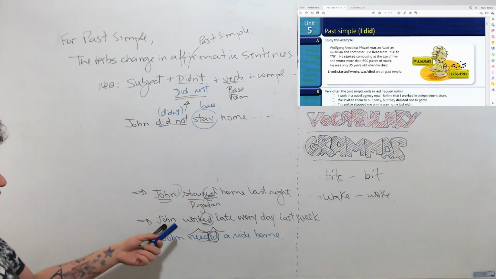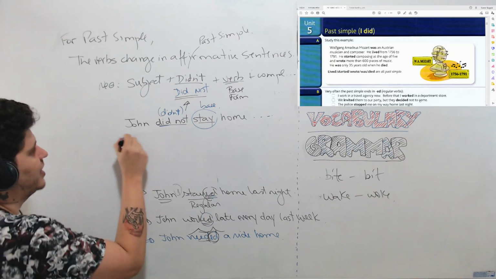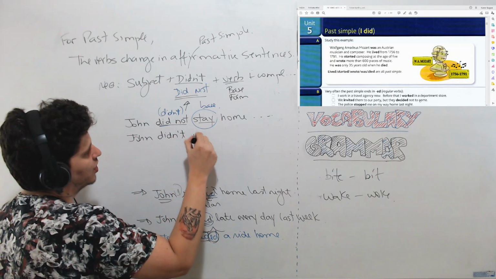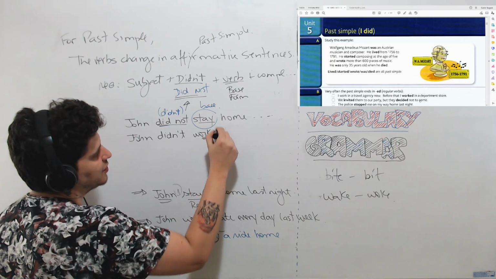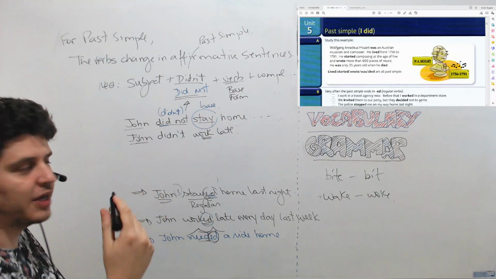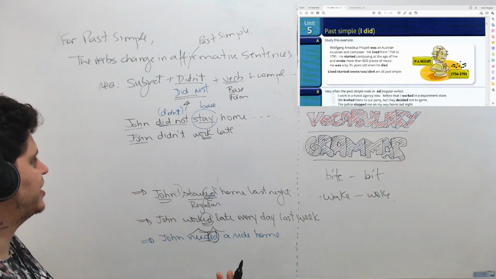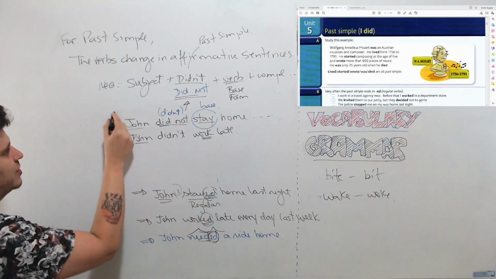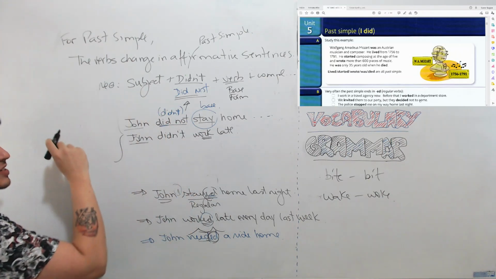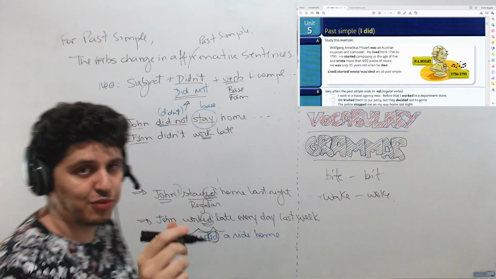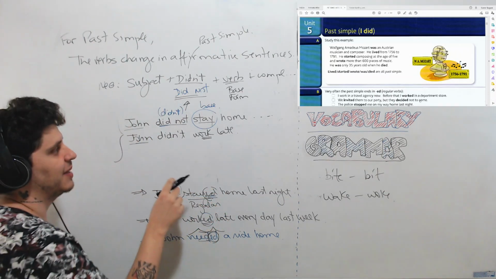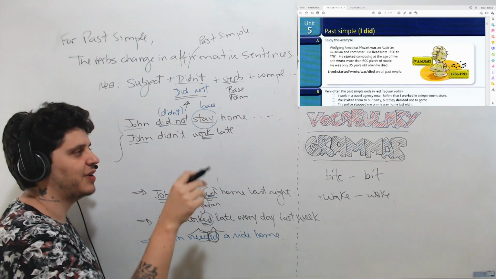The next one, John worked late. Okay, so John didn't work, verb in the base form, late. I'm using John here, but I could be using whatever person of the discourse I would like to. Because in the past, the verbs do not change, like in the present. Remember that for he, she, it, in the present, you need to make those changes to the verb. For example, in the affirmative, you need to add s to it.